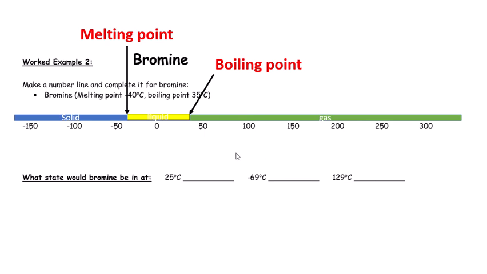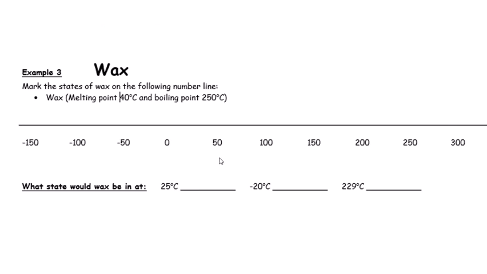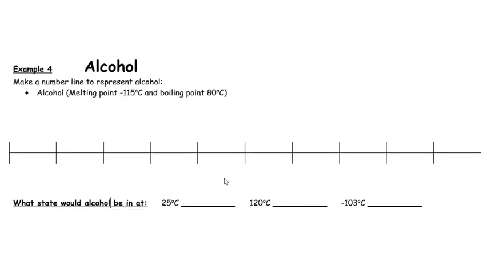Now, there's two more examples. And again, if you are able to print them off, that's great. If you're not, just simply get a page, write wax, do this line, just draw a straight line. You can copy the numbers off this and then see if you can work that out. And then once you've got your number line done, put down is it solid, liquid or gas at those three temperatures. And then once you've done that, do the same thing for alcohol.